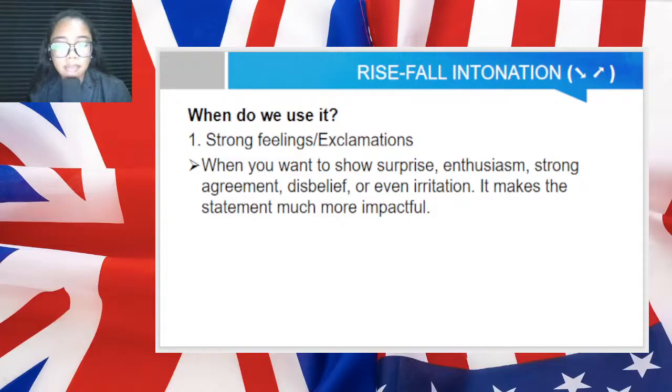And lastly, irritation. This intonation pattern is also very effective for expressing strong negative emotions like annoyance, frustration, or even anger. If someone is continuously bothering you, for example, you might say with a rise fall, "Oh, please stop doing that," or "I've had enough of this nonsense." The sharp rise and fall make your irritation undeniable and signal a strong demand for a change. Okay, it makes the statement much more impactful, basically.